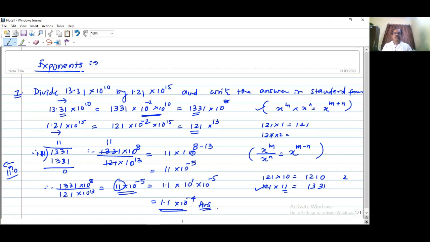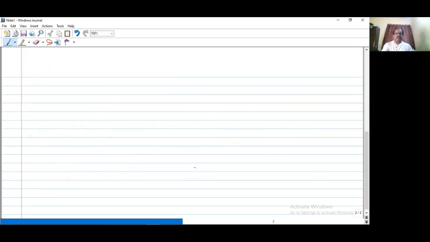Now let's move ahead. One more example. What is the next example we have? We have sum number 8. What is sum number 8? Sum number 8 is: add 6.54 into 10 to the power 7 with 189.5 into 10 to the power 10, and write the answer in standard form. Again, it's a very easy sum. We need to just add those numbers.